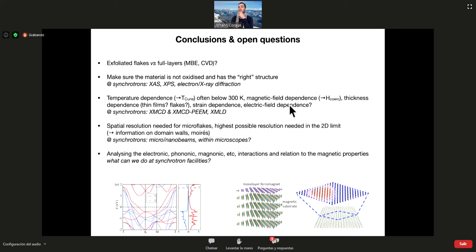And then what I wrote here is important. We need specific sample environments to be able to play with the magnetic properties. So the magnetic field, I think, is possible already with specific sample holders, but the strain dependence, having piezoelectric substrate, for instance, or being able to apply an electric field is something that would be very interesting as well. Okay, so more flexibility in the sample environment we need to play with.